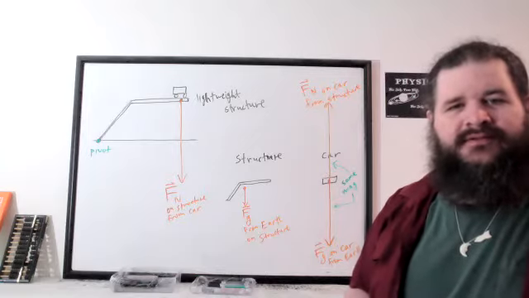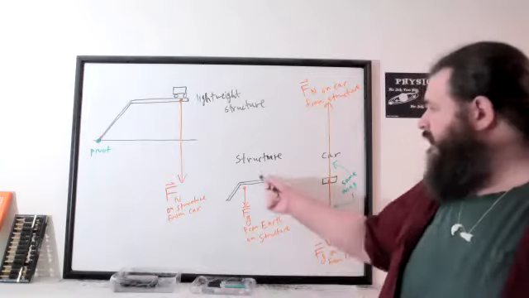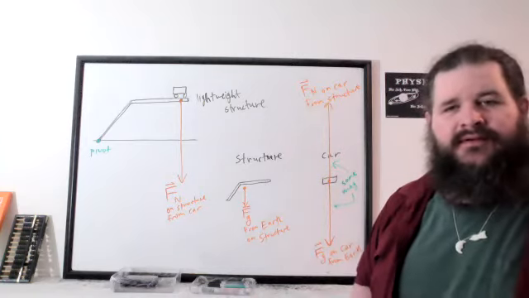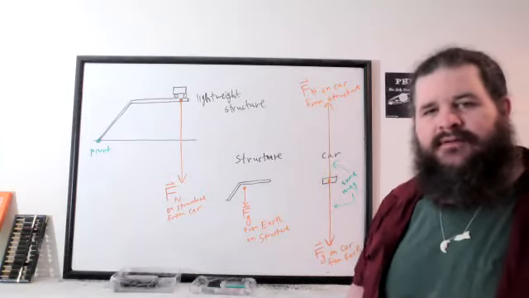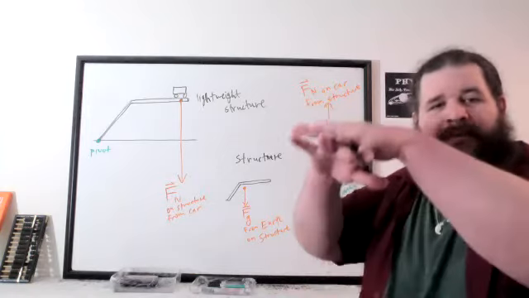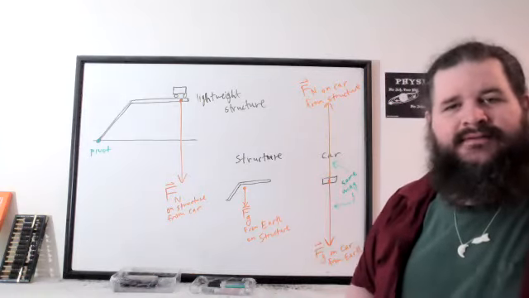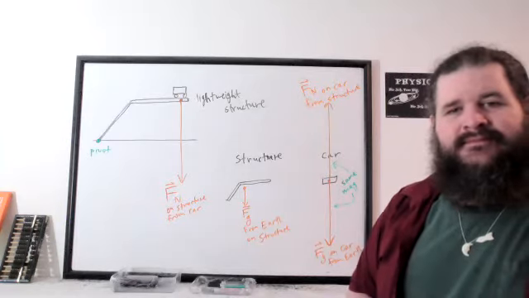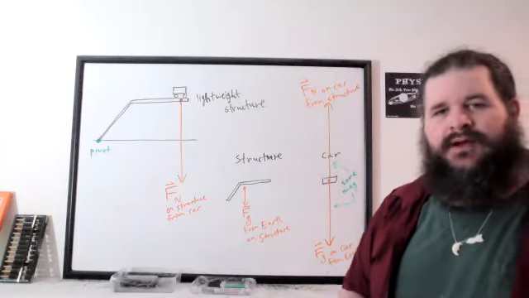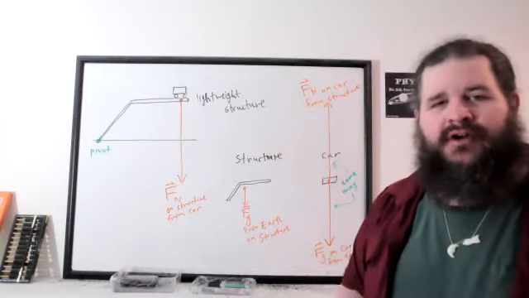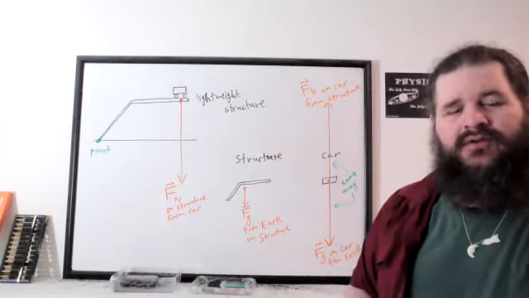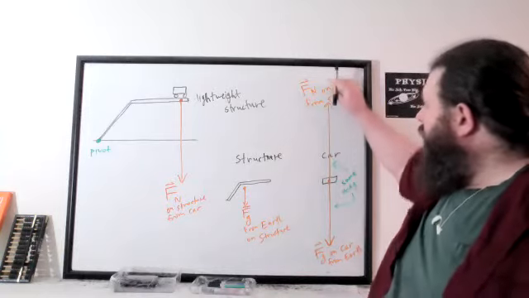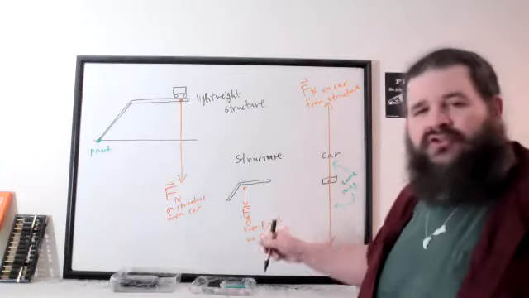An upwards force? It's exerting an upwards force on the car though. So what does that tell you? If the structure is pushing up on the car, then what's the car doing? Right, the car is exerting a downward force on the structure. These are the equal and opposite forces that Newton's third law is talking about. That the structure is pushing the car up. So that means the car is also pushing the structure down.